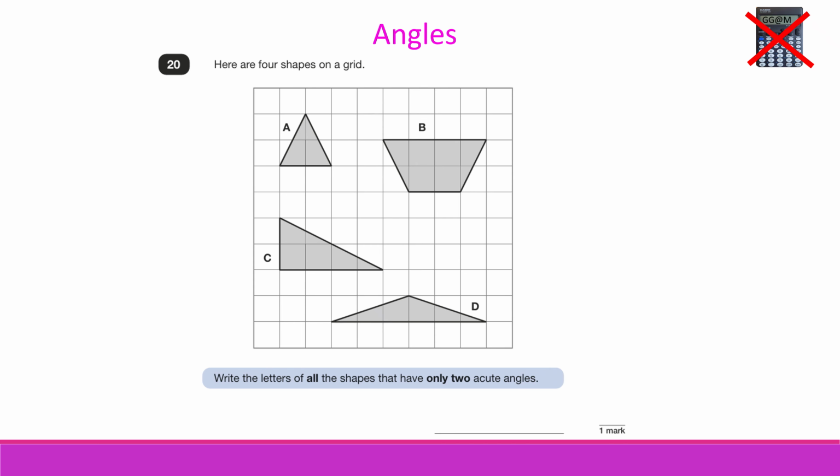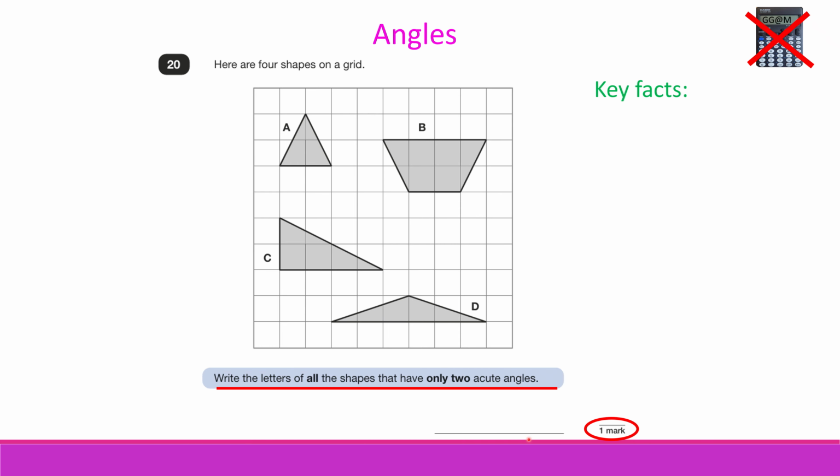This is a question on angles. You are given four shapes, A, B, C and D, and you've got to write down the letters of all the shapes that have only two acute angles. This will be worth 1 mark in the exam when you write down all the shapes that have only two acute angles in this line here.